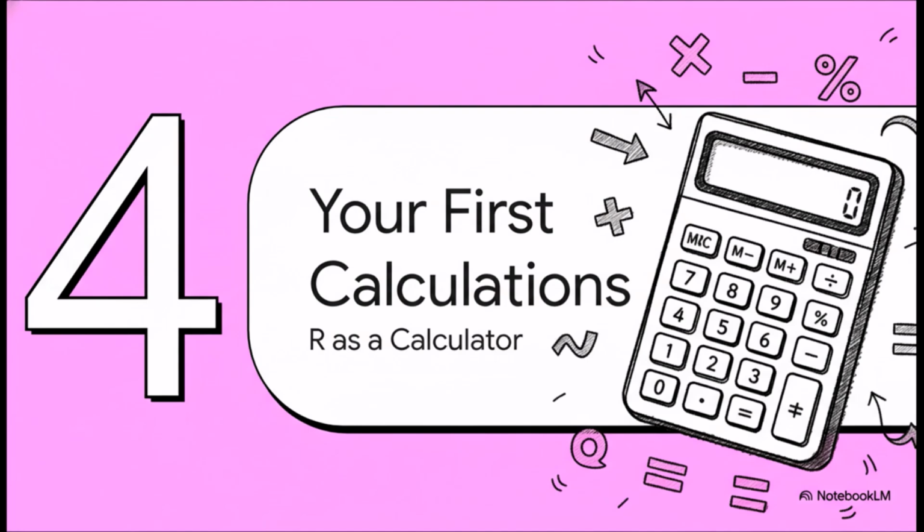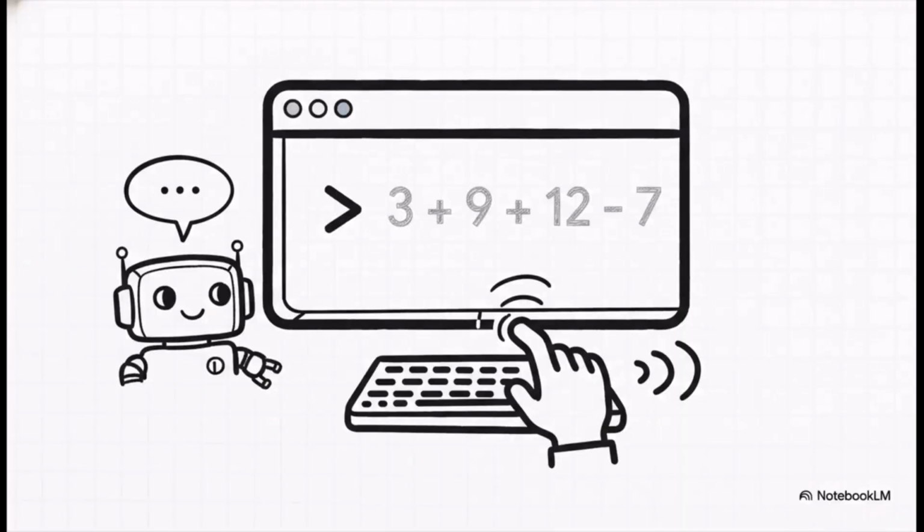And the best way to get started is to treat R like something we all get, a really, really powerful calculator. We're going to work right in the console for now. See that little greater than symbol, the little arrow? That's basically R's way of saying, okay, I'm ready for your command. So let's give it one.